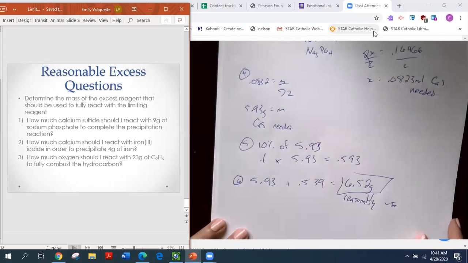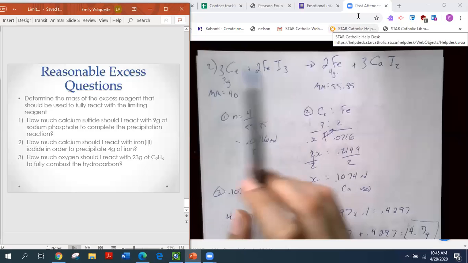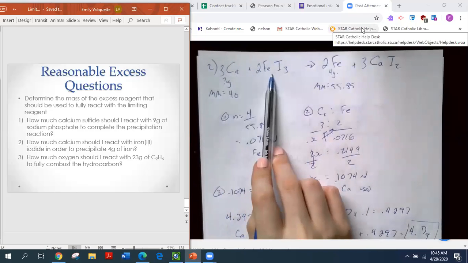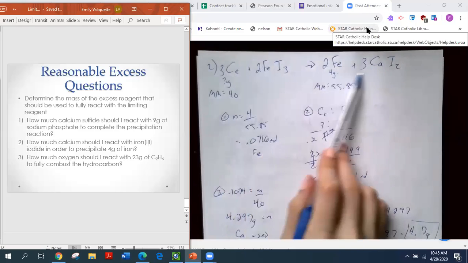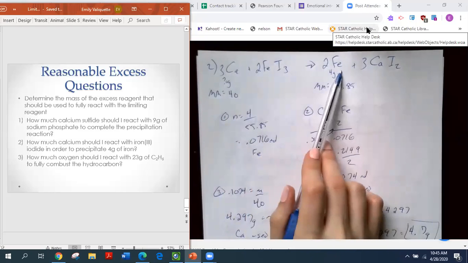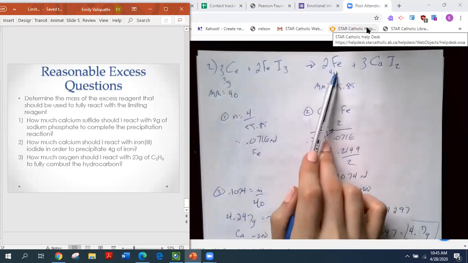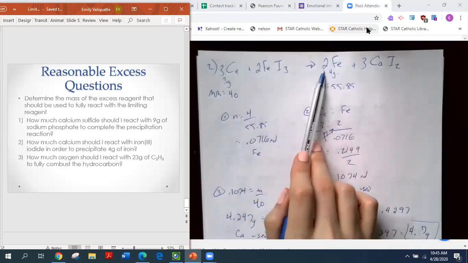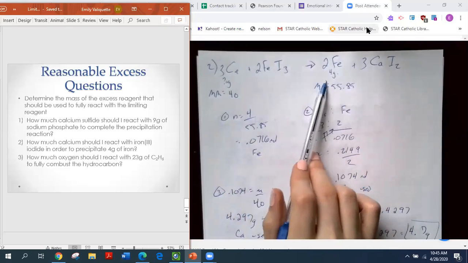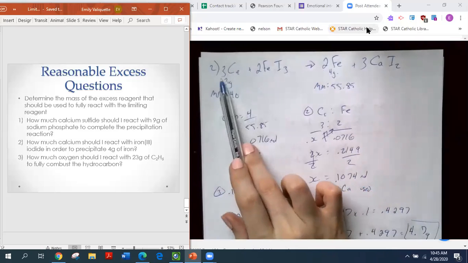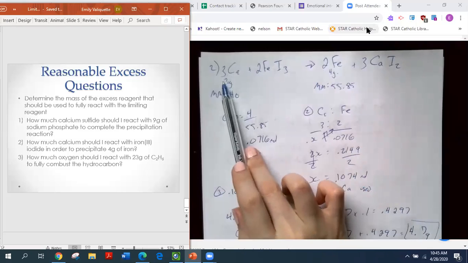Okay, so please try number 2 and 3 on your own now. Okay, for the second question, we have calcium reacting with iron iodide to make iron and calcium iodide. In this case, it gives us the grams of the product that it wants us to produce. And it's asking for the grams of calcium that need to be used.